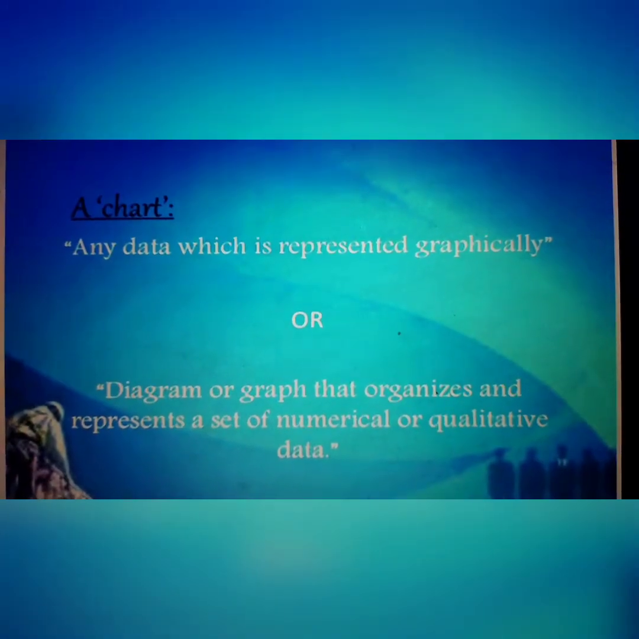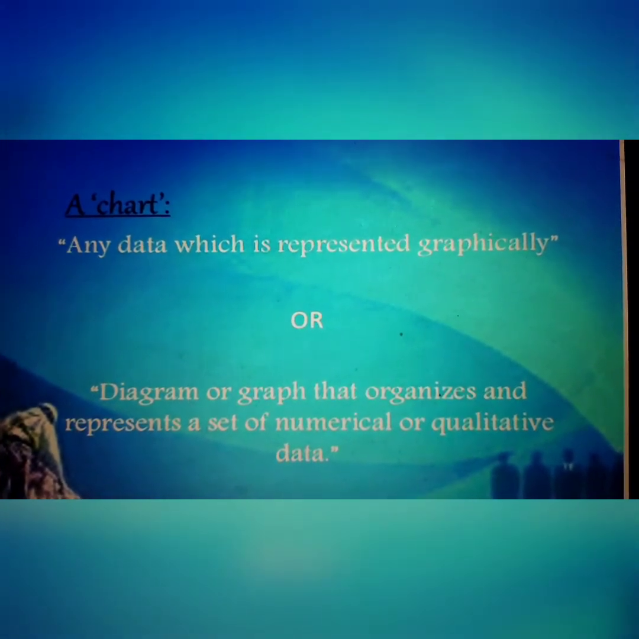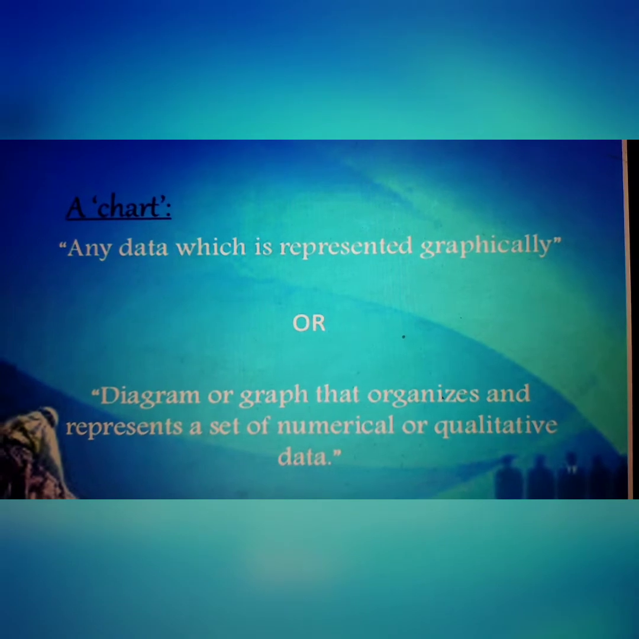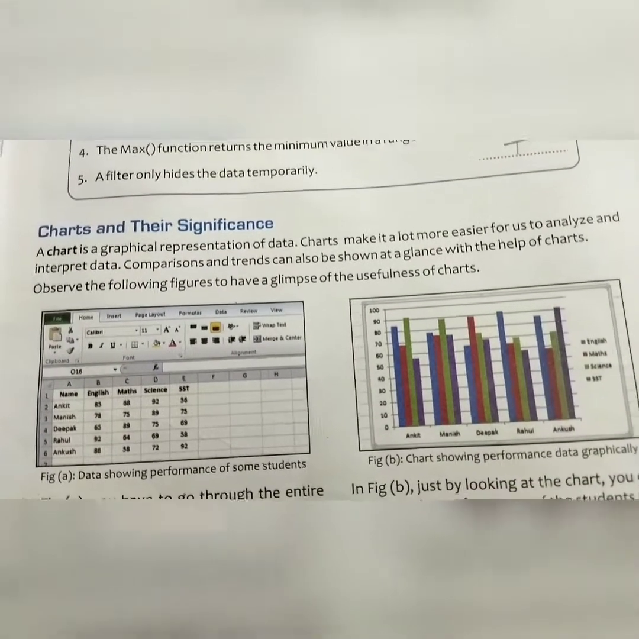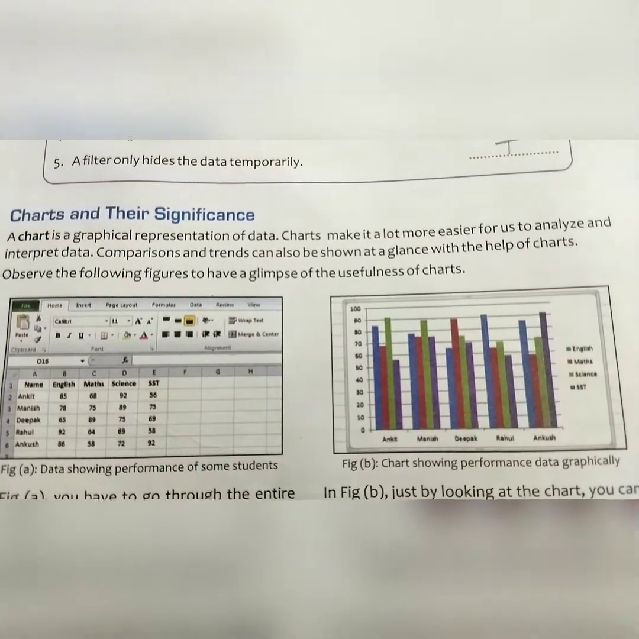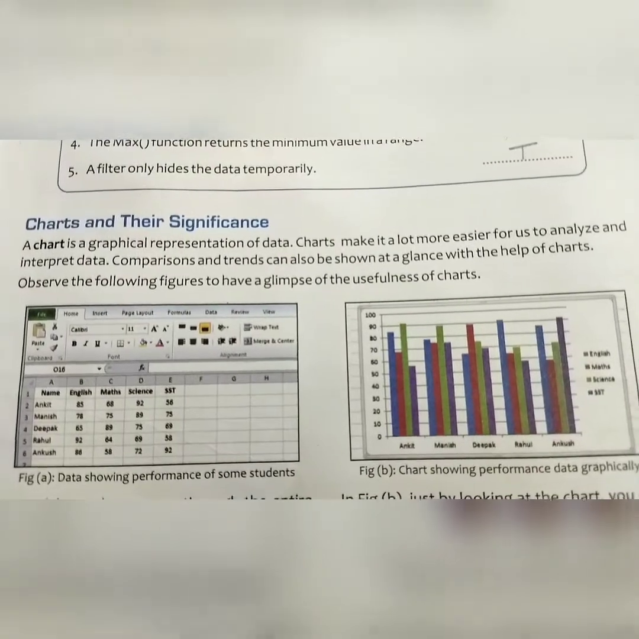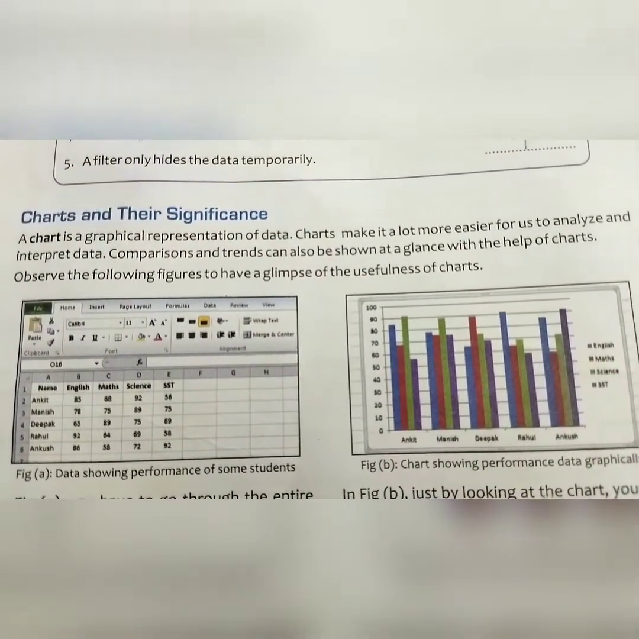So students, any data which is represented graphically, as a diagram or a graph that organizes and represents a set of numerical or qualitative data, is known as a chart. A chart is a graphical representation of data. Charts make it a lot easier for us to analyze and interpret data. Comparisons and trends can also be shown at a glance with the help of a chart.